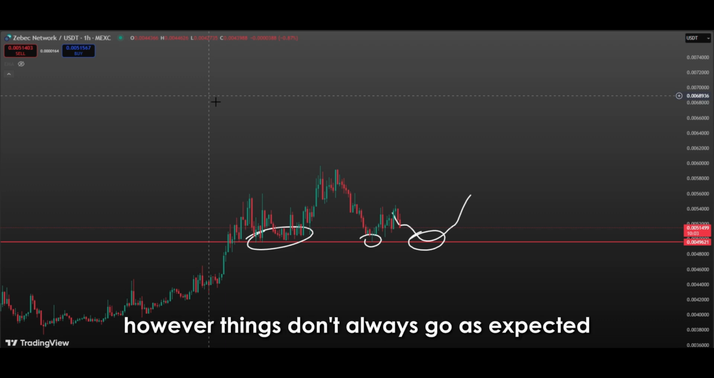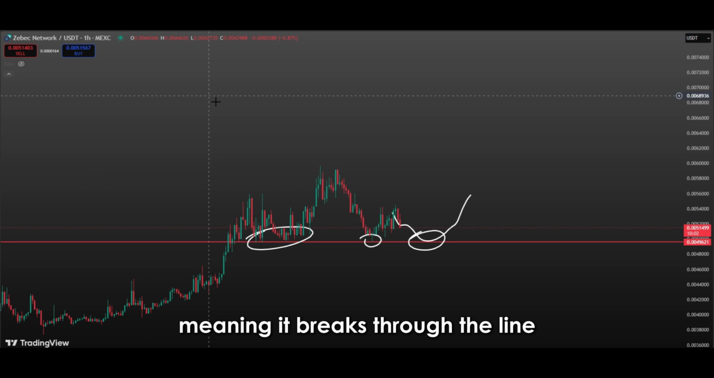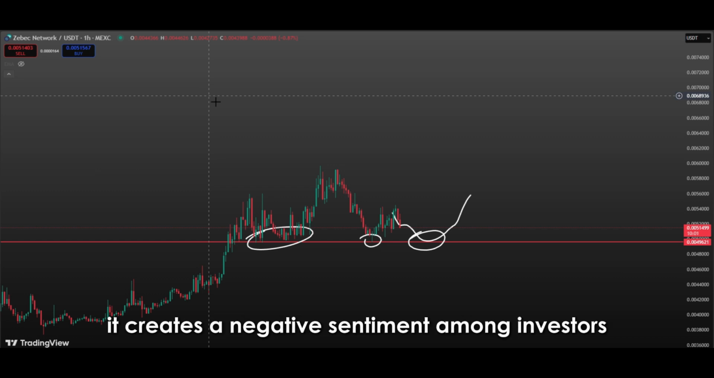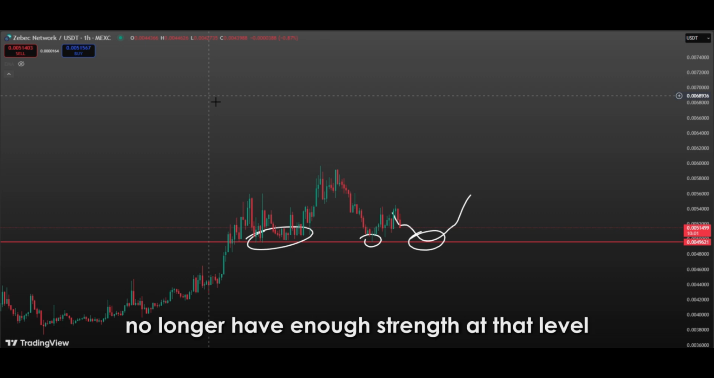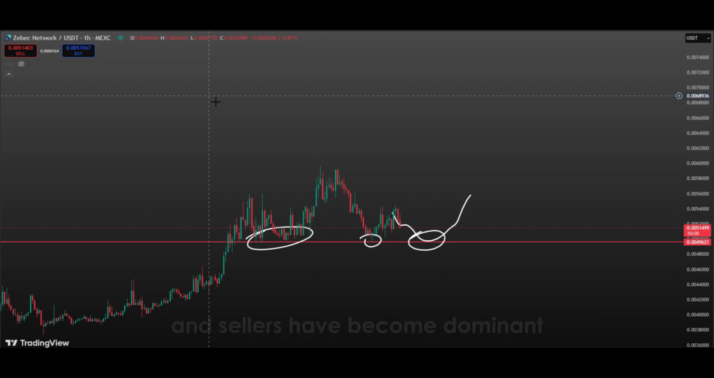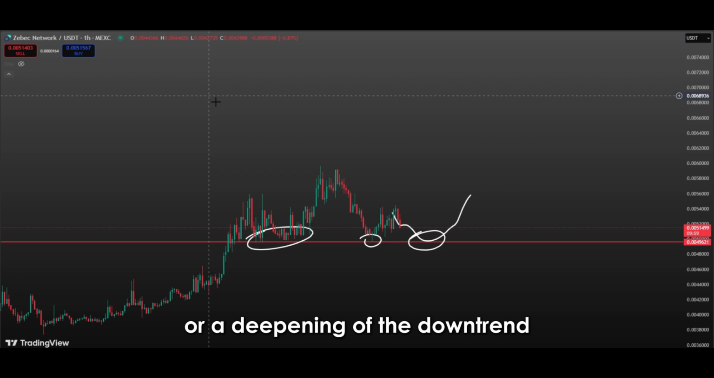However, things don't always go as expected. If the price reaches this support line and fails to hold, meaning it breaks through the line, it creates a negative sentiment among investors. The breaking of the support line indicates that buyers no longer have enough strength at that level and sellers have become dominant.